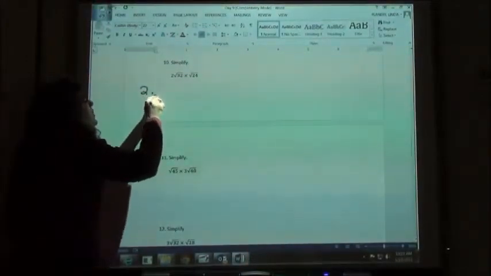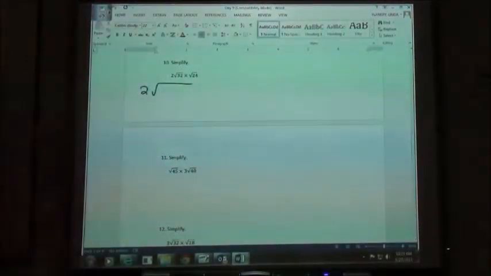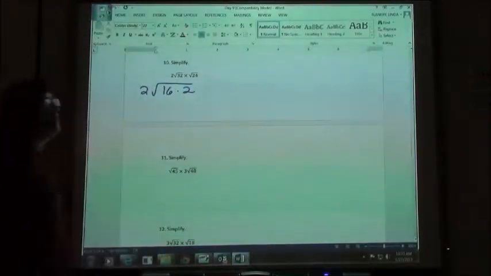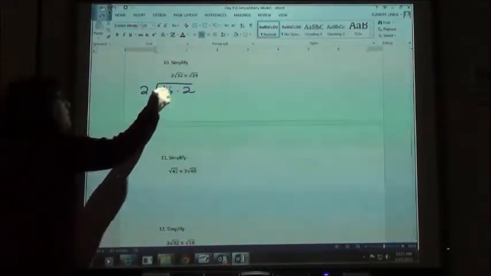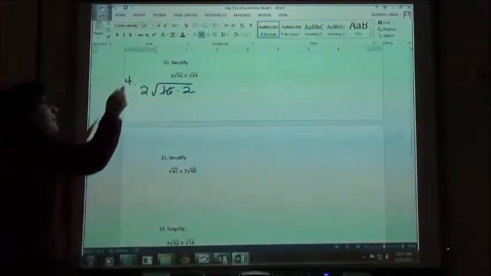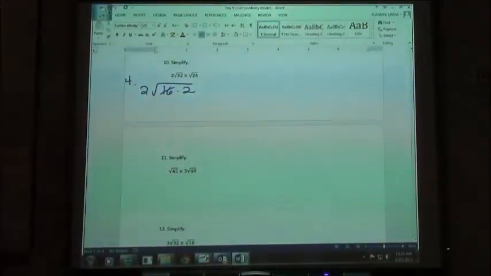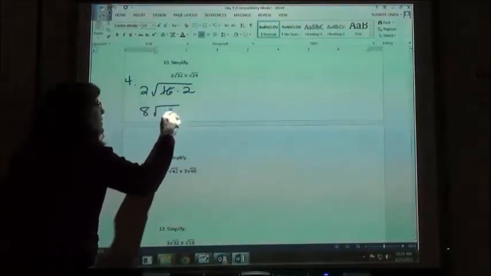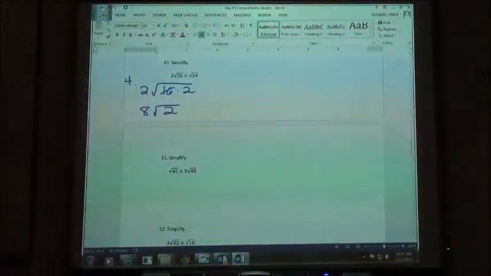So 2, and I got to simplify the square root of 32. 32 we factored into 16 times 2. Then we took out the square root of 16, which is 4, and multiplied that by the 2 in front. So we get 8 square root of 2 when we simplify that first term.